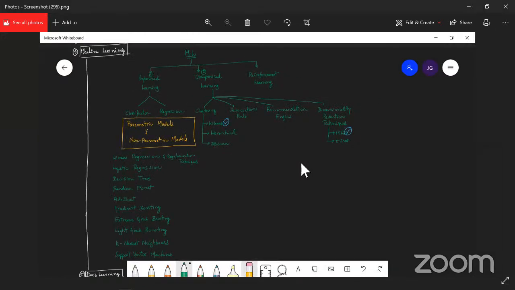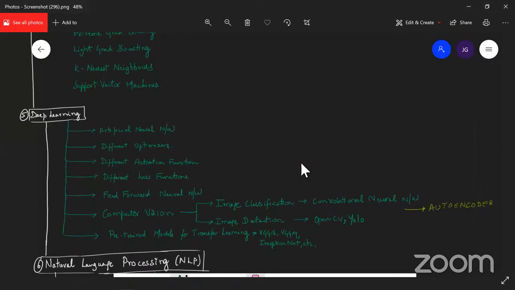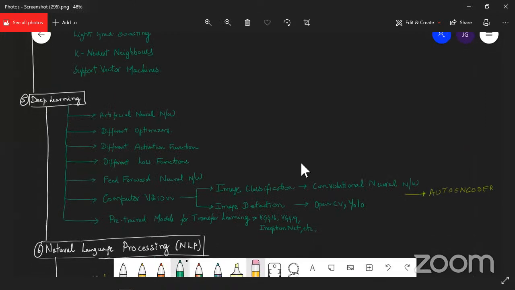And then once that is clear, we will be getting into deep learning. Since this program is focusing on an artificial intelligence course, I will be spending a good amount of time on deep learning related skills: how to build an artificial neural network, what are all the different optimizers available, different activation functions, different loss functions, feed forward neural network, and computer vision, two different categories, image classification and image detection, and there is something called a pre-trained model. We will be learning it, and autoencoders we will be learning.